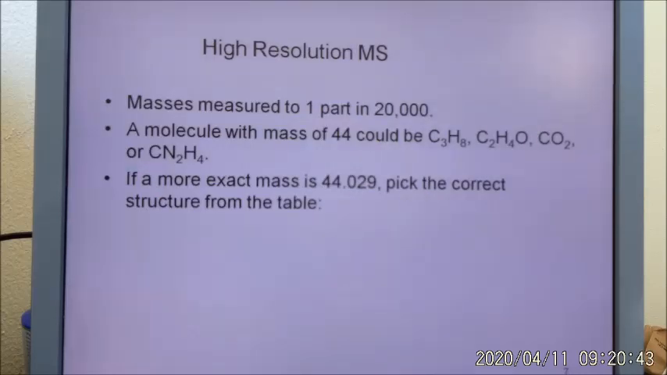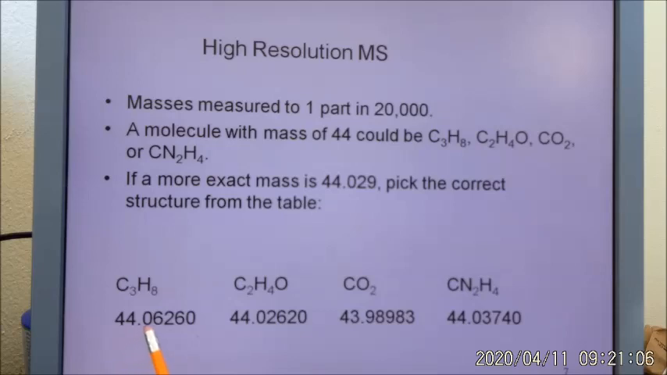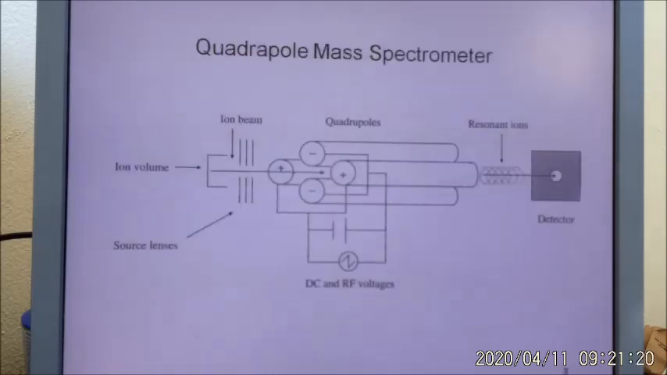When we look at our resolution of mass spectrometry, we can get high resolution to 1 part in 20,000. What that means is if you know that you have a molecule with a mass of 44, these are all the possibilities so far. However, if you do your exact mass of 44.029, you can pick the correct one because this is 44.062. That's too far from your exact mass. So now you know it's got to be this formula. That's how we can pick out the correct molecular formulas. Let's talk about our quadrupole mass spectrometer.